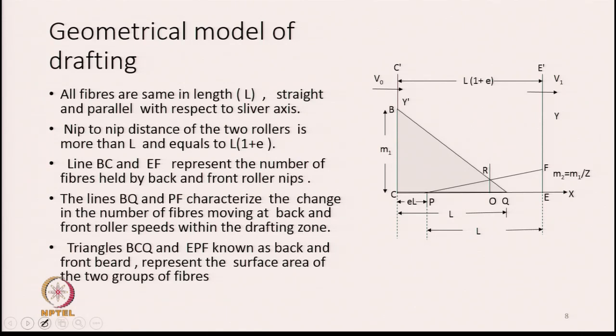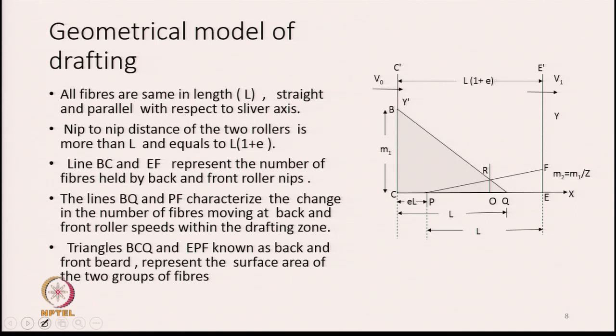So, what we see here is that, as I told you earlier, the two vertical lines CC' and EE' represent the two nips, that is the back pair of roller nip and the front pair of roller nip. All the fibers are of the same length, let us say their length is capital L, but the distance between these two nips is more than capital L. So, that means the nip distance is a little more than the length of the fiber. Otherwise, all the fibers are of the same length, they are straight and parallel with respect to the sliver axis.